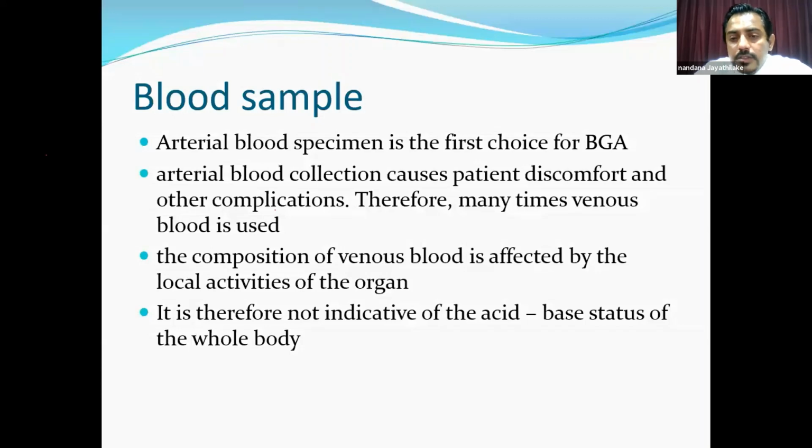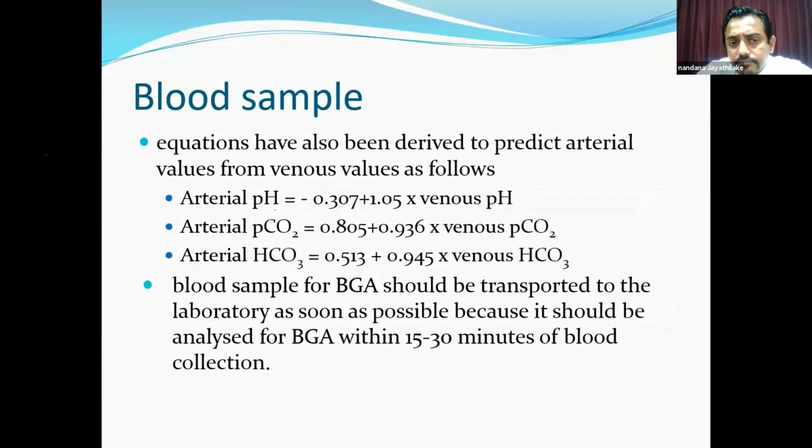The composition of the venous blood gas is affected by the local activities of the organ, and it is therefore not indicative of the acid-base status of the whole body. But there are some equations derived to predict arterial values from the venous value. These are formulas for you to work out the arterial pH from the venous pH, arterial PCO2 from the venous PCO2, and arterial bicarbonate from the venous bicarbonate. Using these formulas, you can predict the arterial blood gases from the venous.